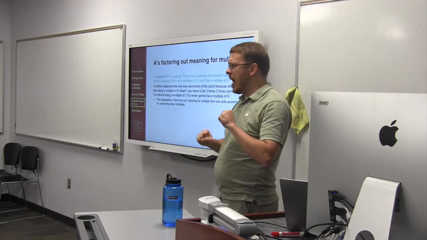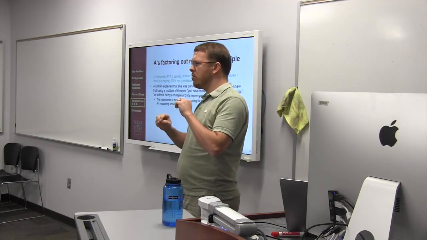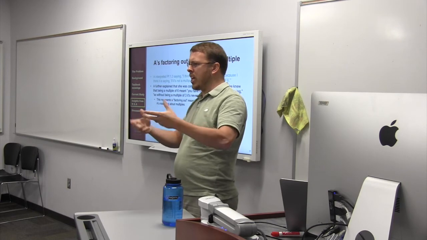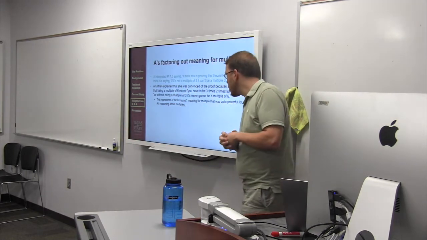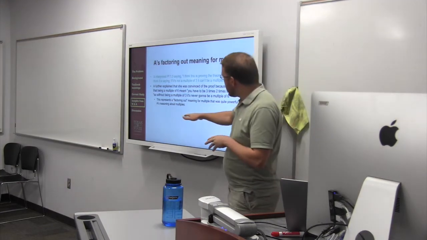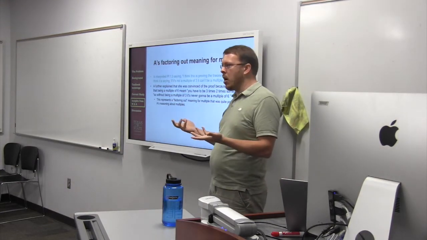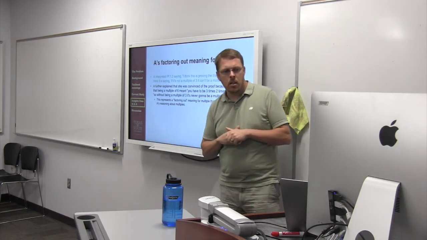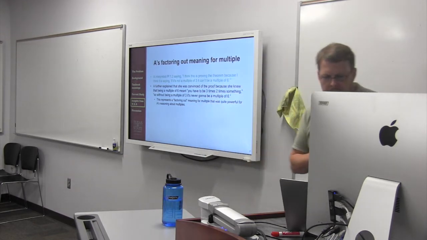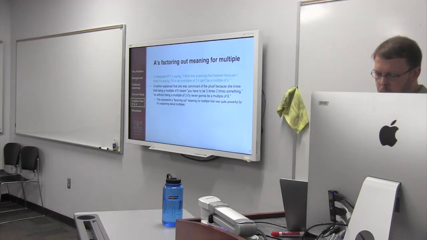And she made this baking a cake metaphor of, if you don't have flour, you can't make a cake. So if you don't have 3, you can't make a 6. That's sort of the way she conveyed it. So notice here in this context, this factoring out meaning was productive for A in her reasoning about the task. And that representation is going to be important when we move to proof 2.